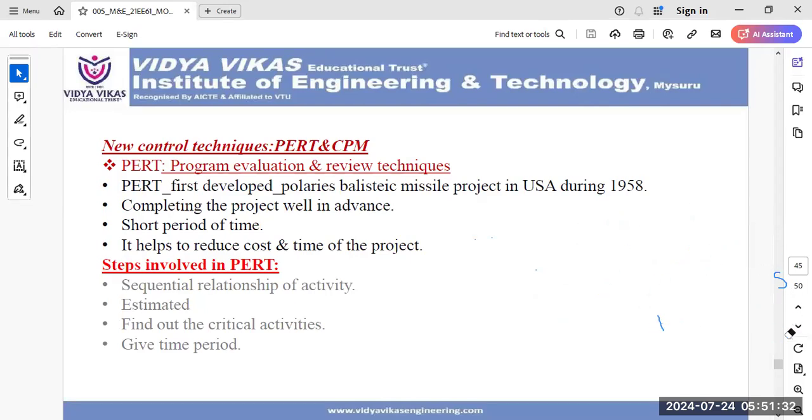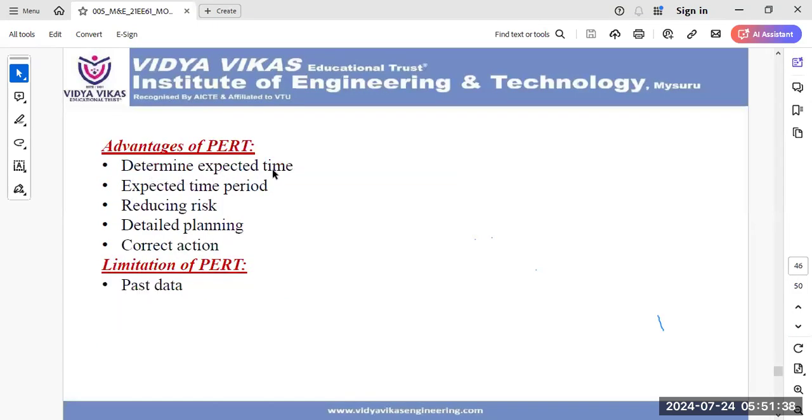And then certain advantages and disadvantages are available in PERT. Advantages are: determine expected time period, reducing risk, detailed planning, correct action we are going to take. And then past data is required. That is the limitation of PERT. For estimating the time, past data is very compulsory.